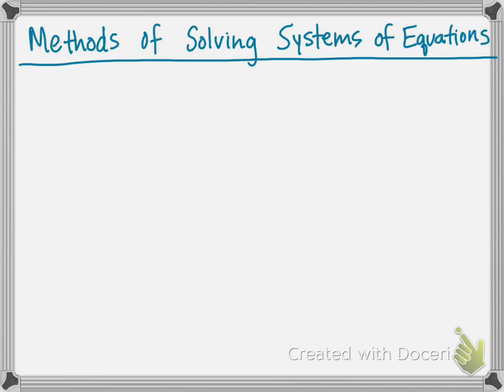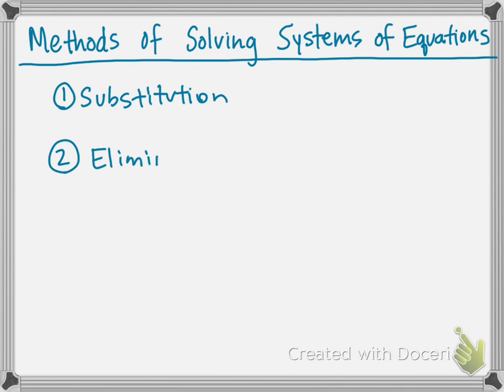So what are the methods of solving systems of equations? Back in Algebra 1, we learned these. We know that we have one option, which is called substitution, the one we just did. We have a second option, that's called elimination. And the third method, that's called graphing.